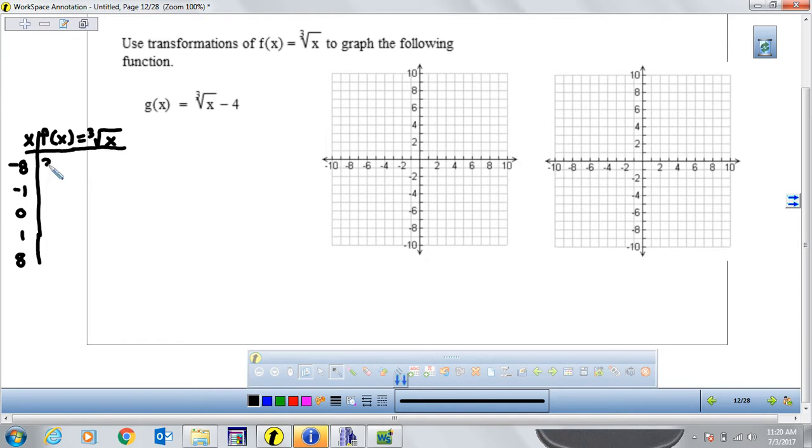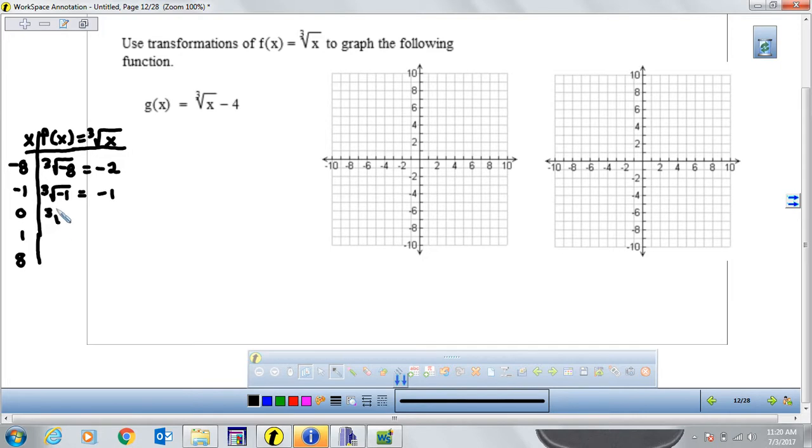Because now, if I want to get the cube root of negative 8, remember what that means from the radical section. We're looking for a number that when cubed gives me negative 8, and that number was negative 2. That's why we have to use perfect cubes. The cube root of negative 1 means that we're looking for a number that when cubed gives me negative 1, and that is negative 1.